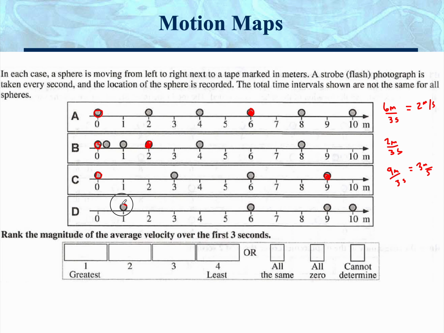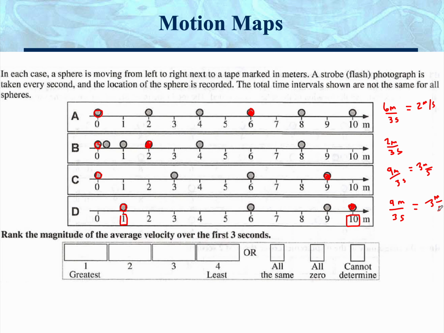Be careful on this one. You're like, okay, starts out here, 1, 2, 3. Oh, this one goes 10 meters. This one was the fastest one. Well, it does do it in 3 seconds. But did it go 10 meters? Well, it actually started out at 1, ended up at 10. Its displacement, 10 minus 1, is actually 9 meters. And so its velocity is still also 3 meters per second.